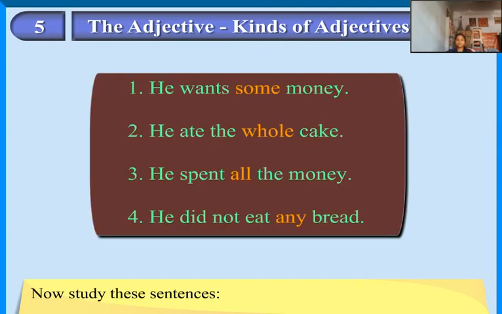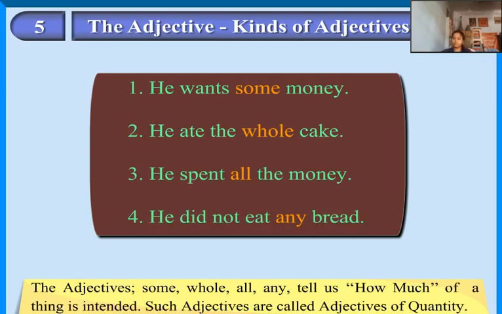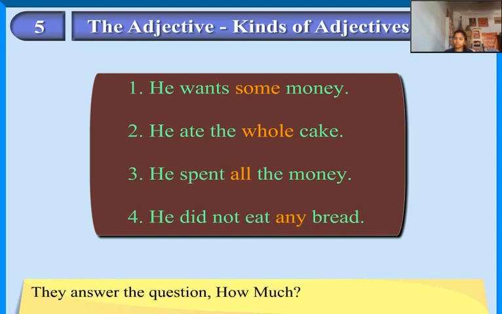Now study these sentences. He wants some money. He ate the whole cake. He spent all the money. He did not eat any bread. The adjectives some, whole, all, or any tell us how much of a thing is intended. Such adjectives are called adjectives of quantity. They answer the question, how much?